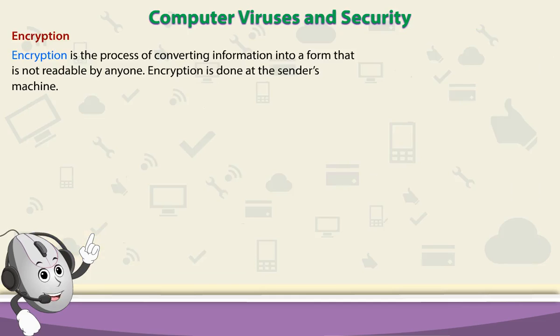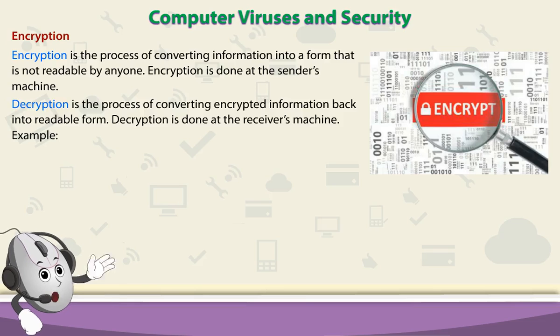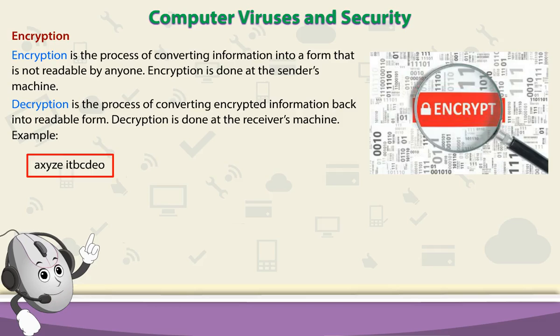Encryption. Encryption is the process of converting information into a form that is not readable by anyone. Encryption is done at the sender's machine. Decryption is the process of converting encrypted information back into readable form. Decryption is done at the receiver's machine. Example: AXYZE ITBCDEO. Hello message.